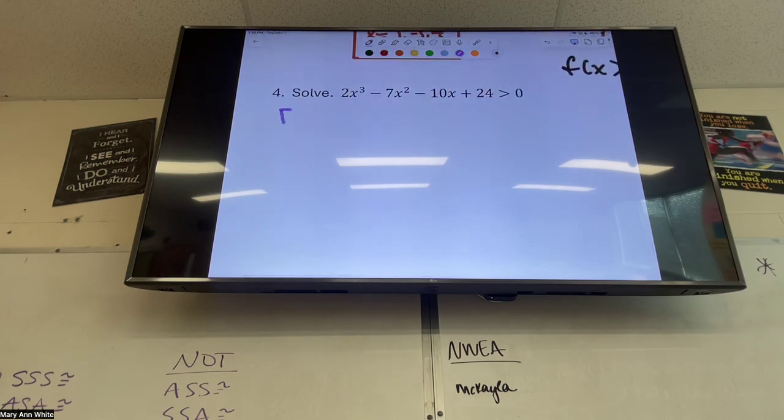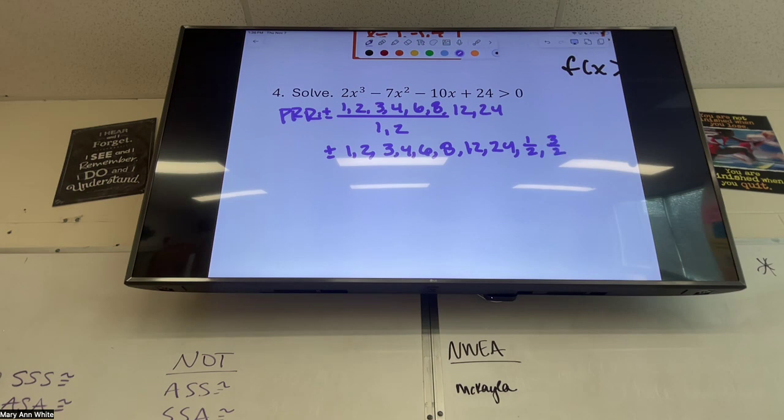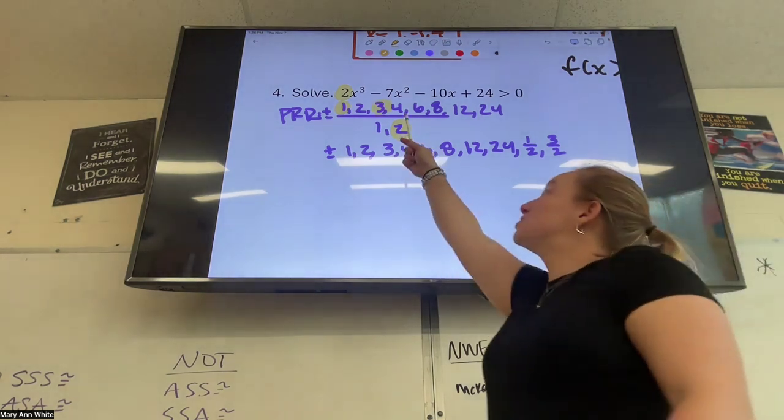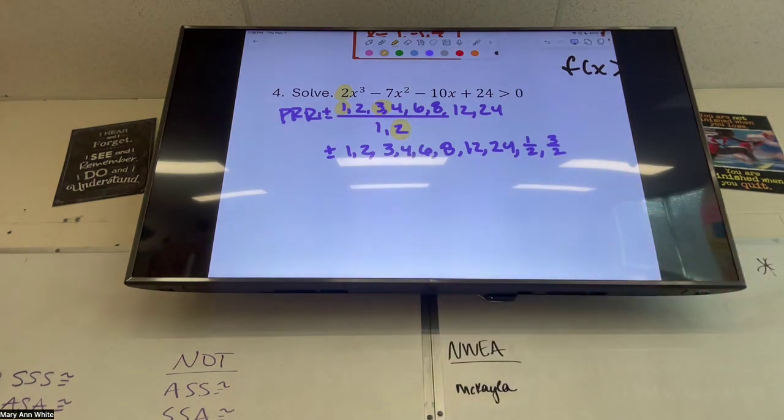I know, there's a lot going on there. You guys remember your PRRs? Then over 2. Oh, I got a lot of numbers to list. I've got to divide all of them by 1, which is just all the numbers, and I have to divide all of them by 2. Now, the only reason it matters is with 1, because 1 is not easily divisible by 2, and same thing with 3. But I don't have to list 2 over 2, because 2 over 2 is just 1. I don't have to do 4 over 2, because 4 over 2 is 2.